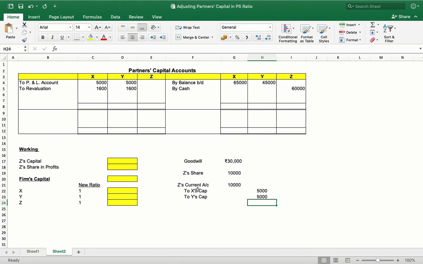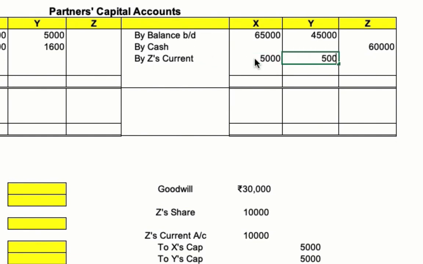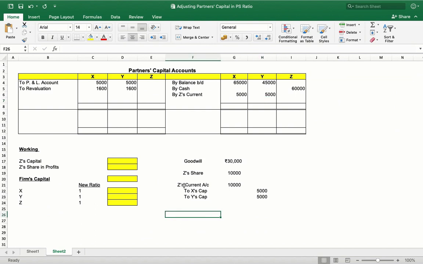Now here in this entry, X's capital and Y's capital both are credited. So on the credit side I will make the posting by Z's current account, 5,000 in the column for X and 5,000 in the column for Y. Now what about this Z's current account? This Z's current account we will show in the new balance sheet on the asset side as a debtor, because he is unable to bring rupees 10,000 in the firm. So we will show Z's current account in the new balance sheet on the asset side as debtor.